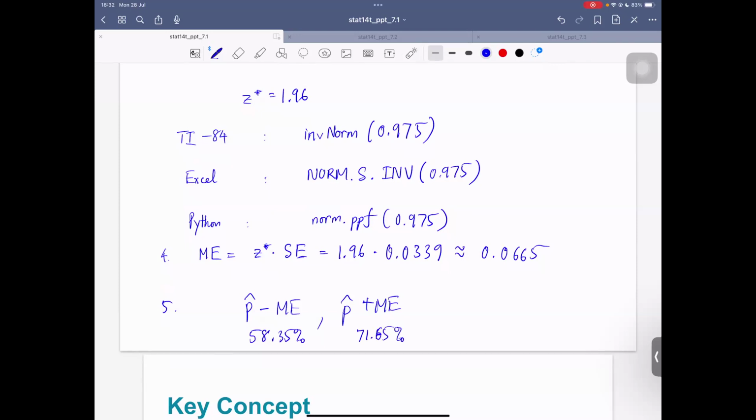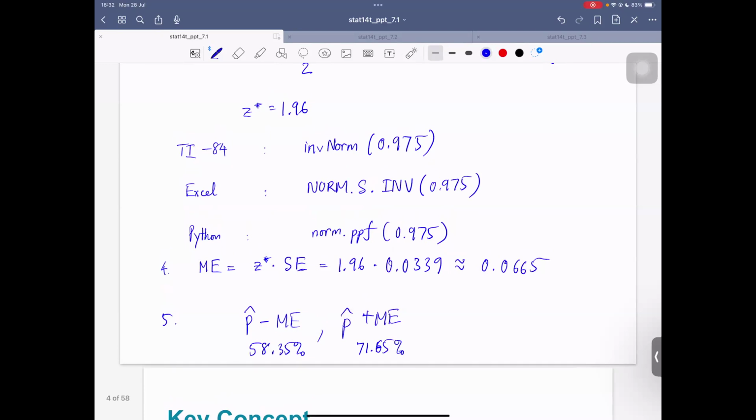71.65%. So when you do the interpretation, it means we are 95% confident that between 58.35% and 71.65% of all college students drink coffee daily. So that is the meaning of this example about estimating a population proportion.